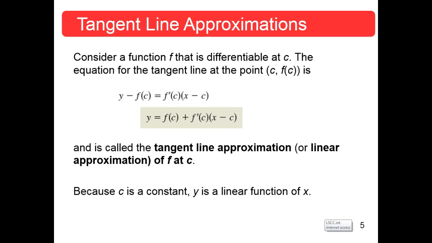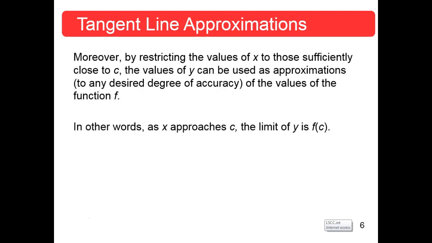Now, that's the tangent line approximation. If you plug in some other value for x, not c, of course, if x is equal to c, then this goes to 0, and y is equal to f of c. We know that. But for any x not c, but fairly close to c, this is going to get you pretty close to what your y was going to be. This is called the tangent line approximation, or the linear approximation for a function f at c. Because c is a constant, y is a linear function of x, because all these are constants here. x is the variable. Okay?